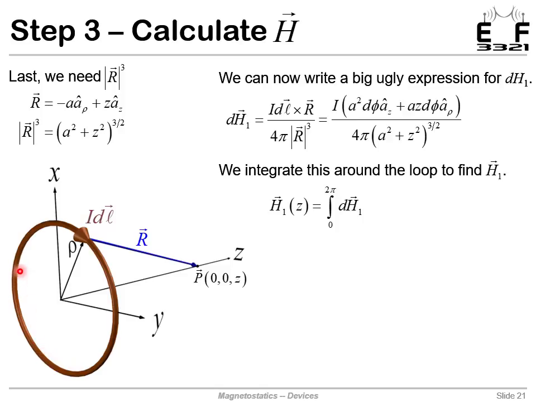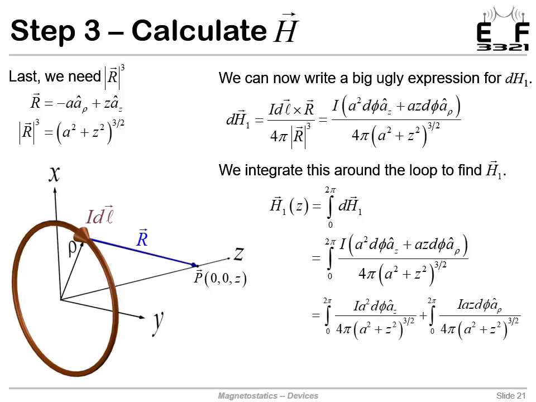So since we're integrating in the phi direction, our limits will be from 0 to 2 pi. That's going all the way around. And so we're integrating this dH1, and that will give us the total H1. Still using this subscript 1 because this is going to give us the total magnetic field just due to one loop. So we plug in our expression for dH1. We see that in the numerator, there's the sum of two terms, so we can actually split this integral into two integrals.